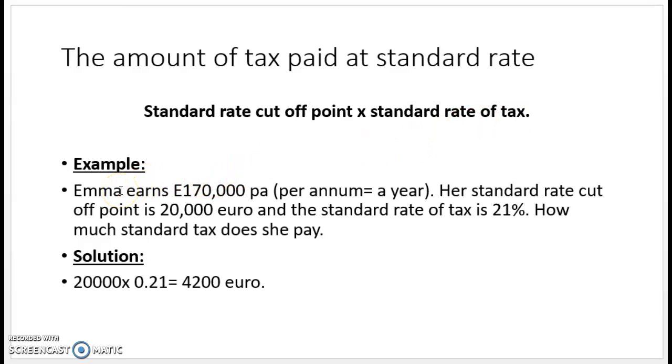Here's an example. Emma, lovely name. She earns €170,000 per annum, which means a year. Her standard rate cut-off point is €20,000 and the standard rate of tax is 21%. How much standard tax does she pay? To find the amount of tax she pays at the standard rate, you multiply the standard rate cut-off point by the standard rate of tax. So that will be 20,000 multiplied by 21%. We have to change that to a decimal, so it's 20,000 multiplied by 0.21, and that's €4,200.